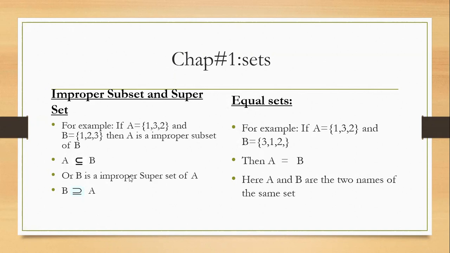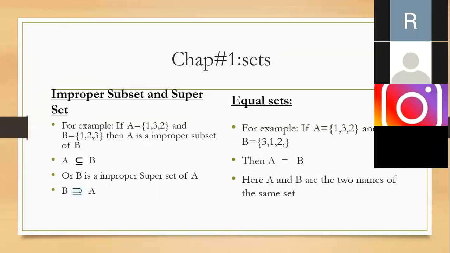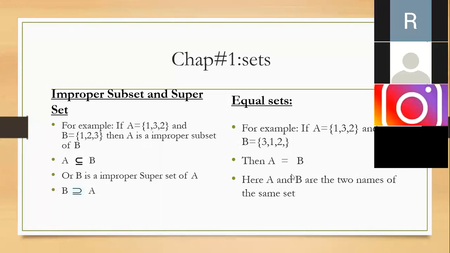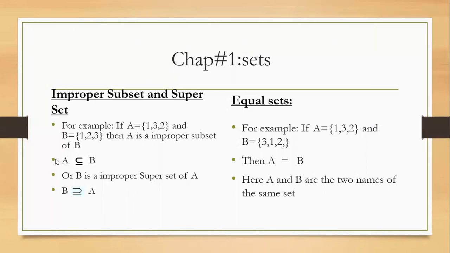Now the symbol which is used for improper subset is this. That means you have to make the symbol of subset, and when you write this line, this shows you the equality. That means this sign is for improper subset. That means A is the improper subset of B, and if A is an improper subset, then B is the improper superset of A.